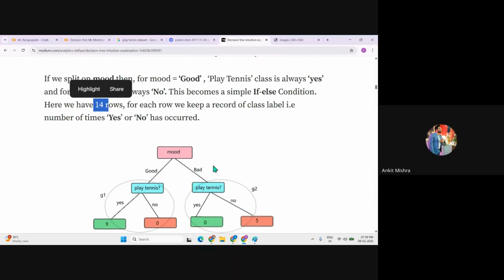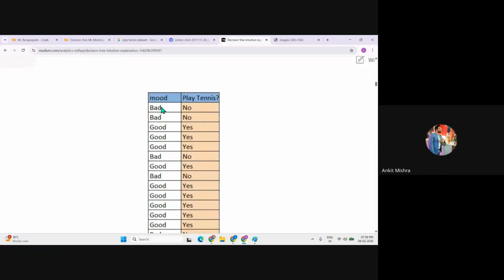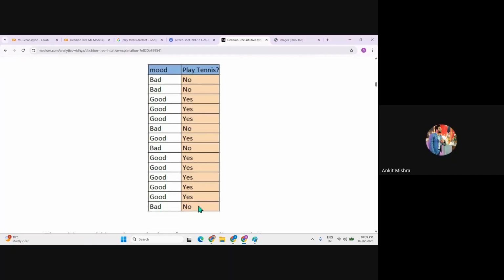Again you ask the same question: what about the bad one? Is there any data that says if the player had a bad mood, they also played tennis? No, we don't have that in the data set, right? So with bad mood, we are always getting the no answer. You can just check: bad mood, the answer is no. Bad mood, the answer is no. Bad mood, the answer is no, right?